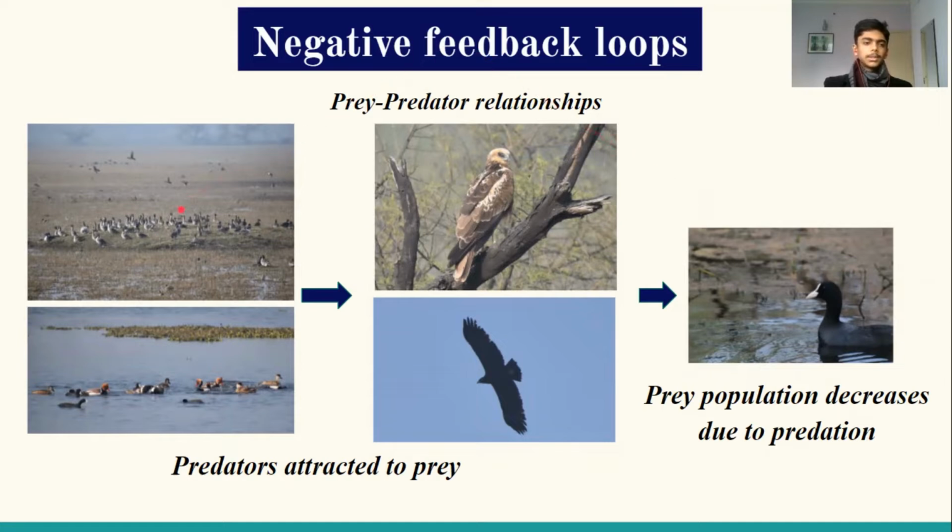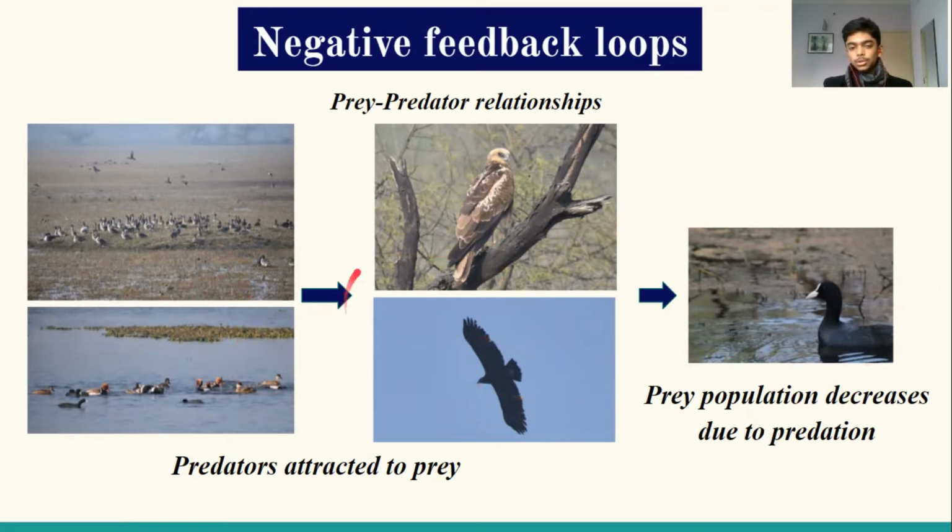So here are some birds. These are northern pin-tailed ducks. These are common pochards and common coots. This is a Eurasian marsh harrier, eagle, whatever. I mean, they're just birds. So this is the prey. Sorry, this is the predator. I'm so sorry. This is the prey, and due to the prey, the predators are attracted. So of course they will feed on this.